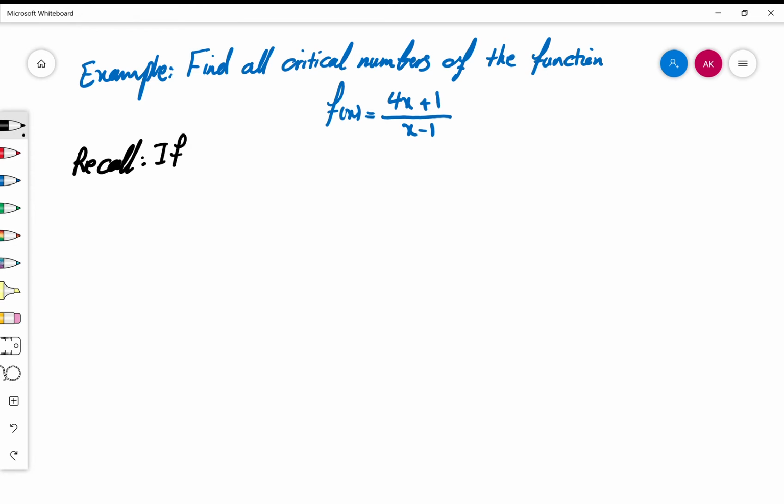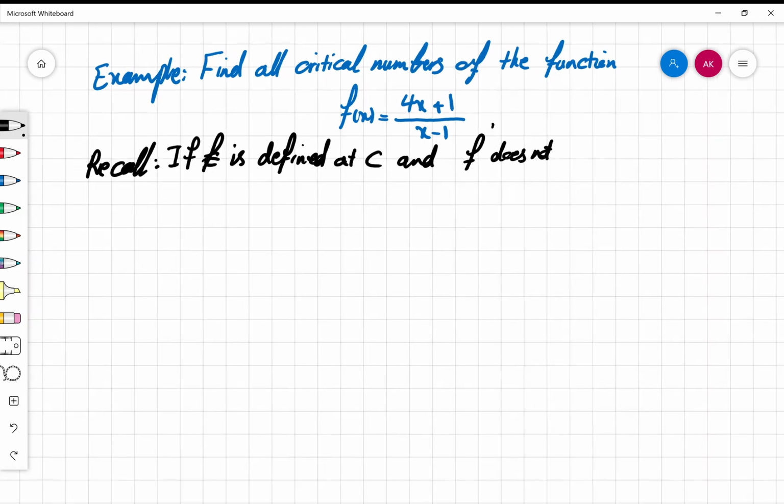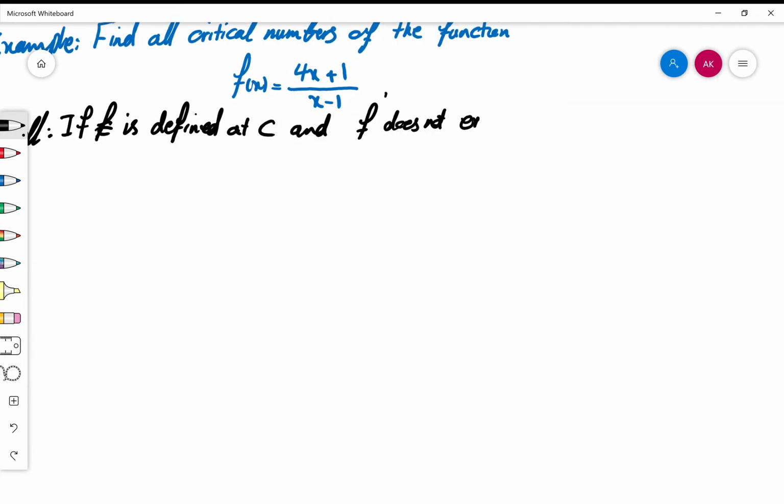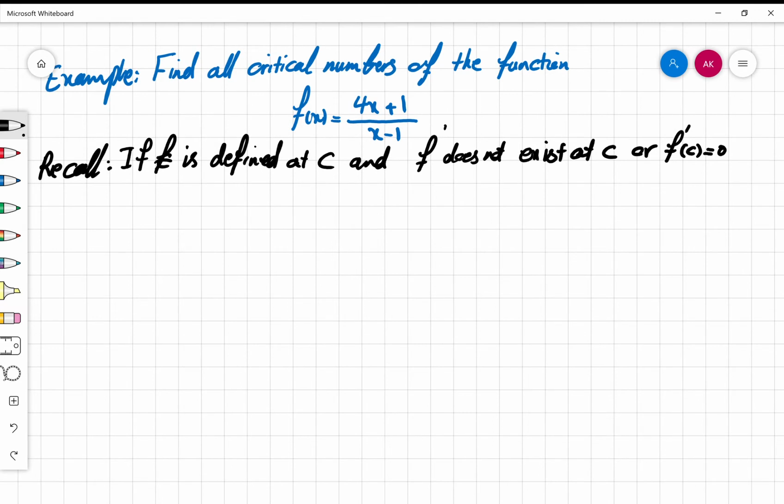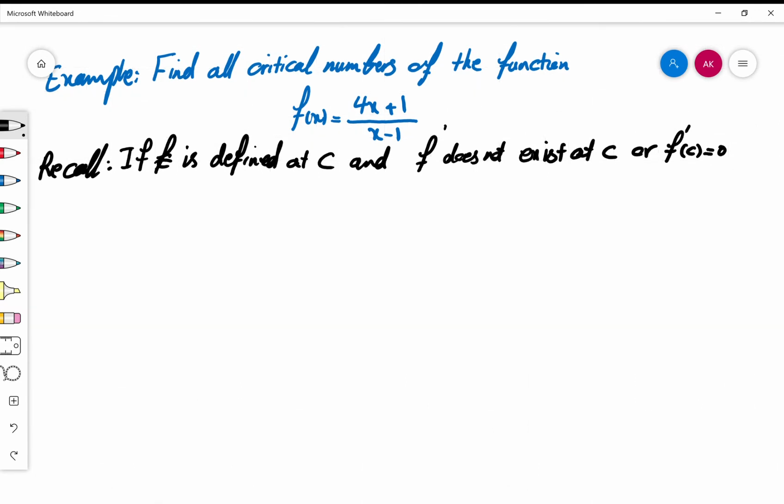If the function f is defined at c and f prime does not exist at c, or it exists but the derivative at that point is 0. That's the definition of what the critical numbers are.